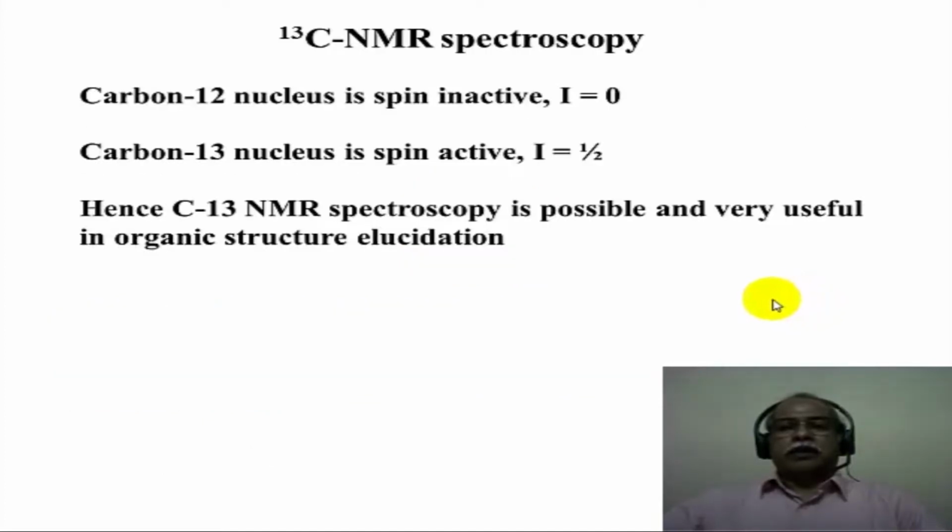Now, as far as carbon isotopes are concerned, carbon-12 isotope has no spin, in other words, it is spin inactive, I is equal to 0, whereas carbon-13 nucleus has a spin of half, just like proton has a spin of half. Therefore, carbon-13 NMR spectroscopy is possible, and it is a very useful tool in organic structure elucidation because it gives a lot of information about the carbon skeleton of the organic compounds.